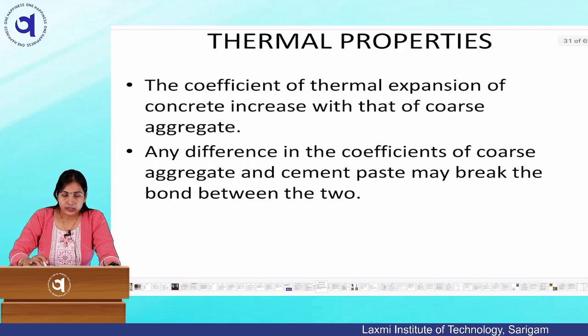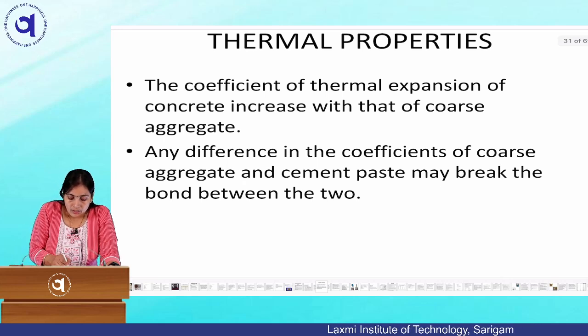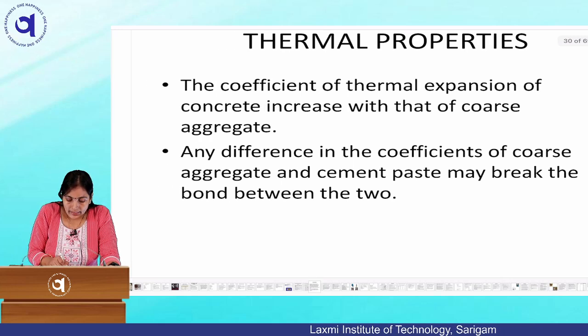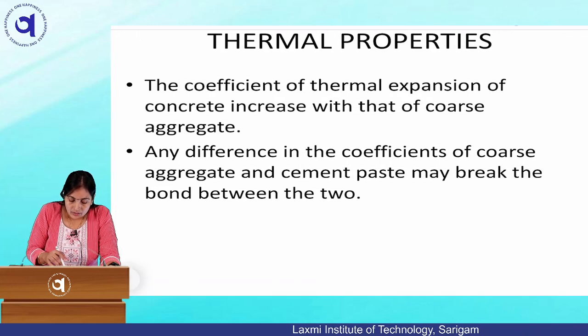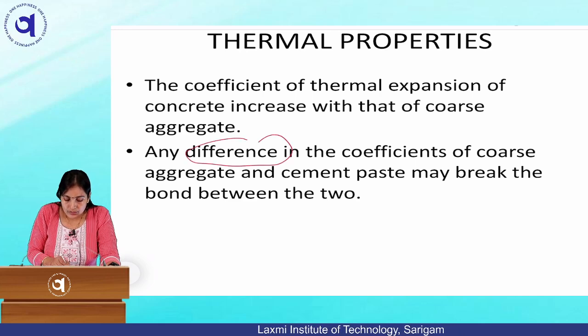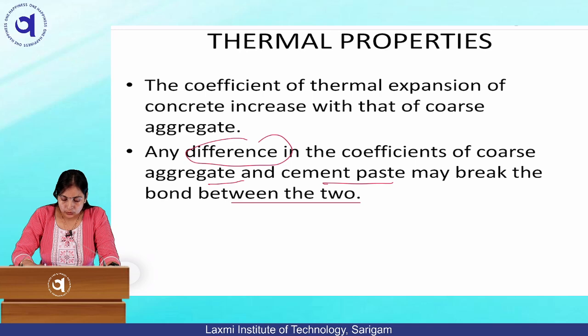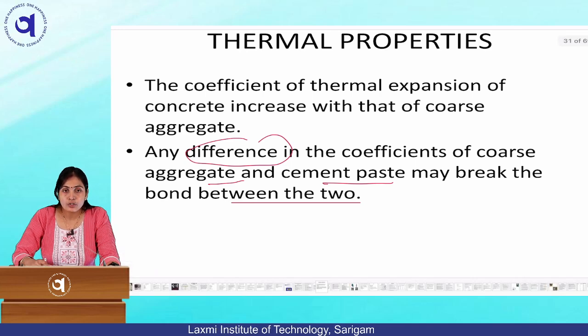Thermal properties: the coefficient of thermal expansion of concrete increases with that of coarse aggregate. Any difference in the coefficient of coarse aggregate and cement paste may break the bond between the two. So, your aggregate should be thermally okay.